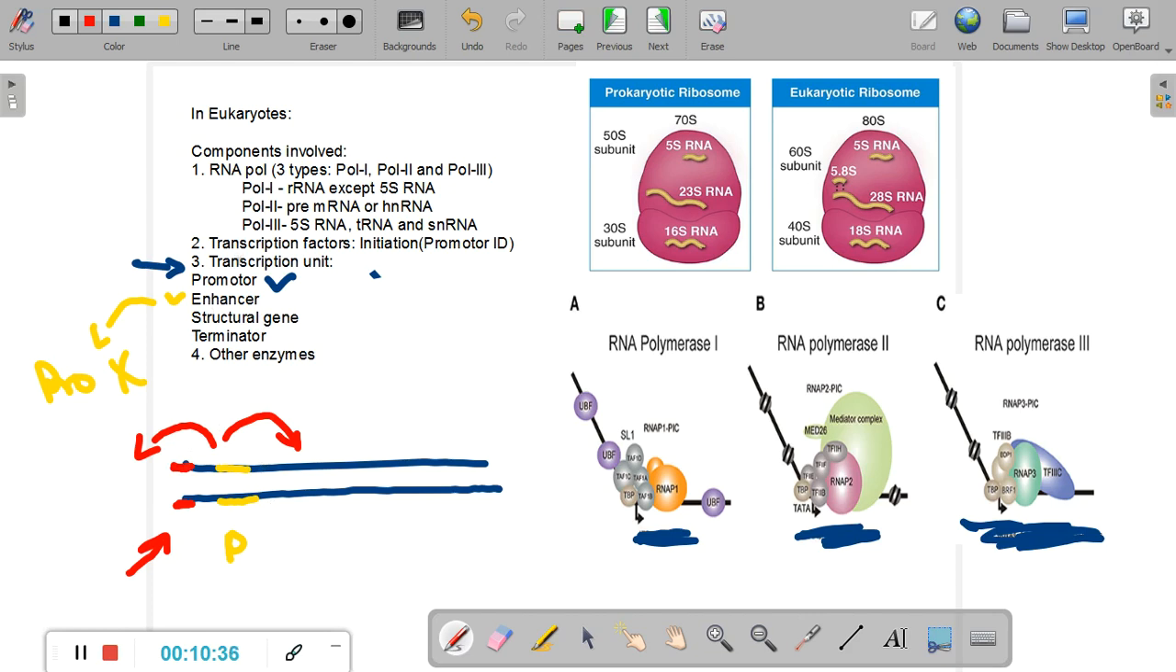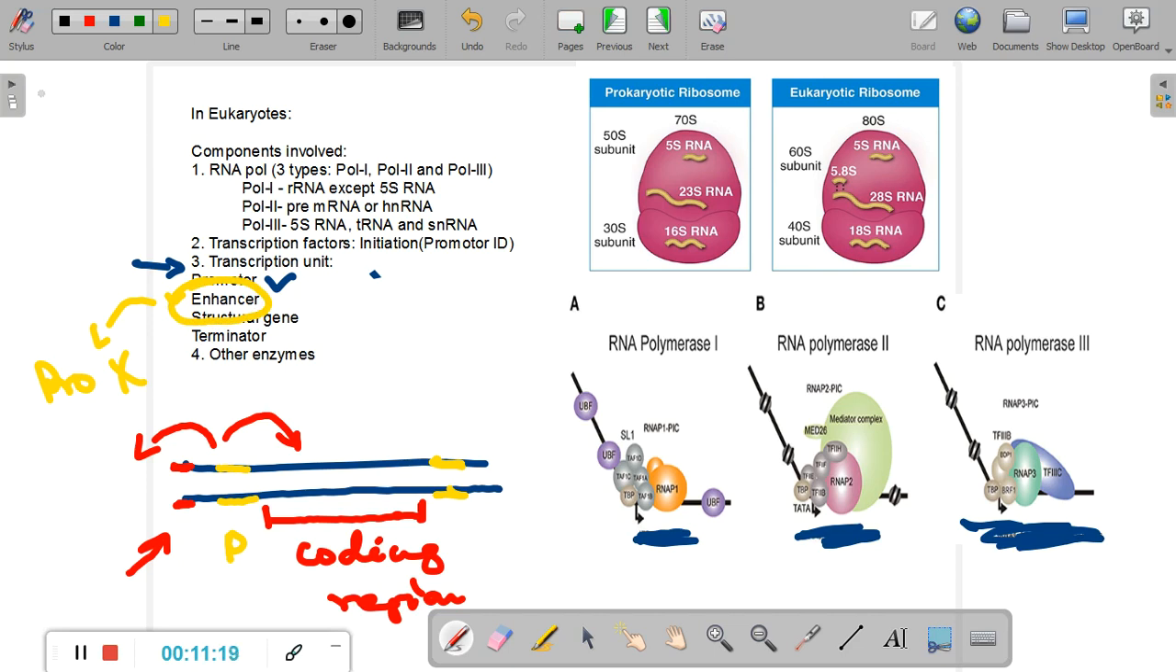Apart from that, the transcription unit is made up of a structural gene. So this region here is the structural gene, the coding region. And finally, the transcription unit in eukaryotes ends in a terminator region, just like in prokaryotes. So how is the transcription unit of prokaryotes and eukaryotes different? Only in one particular aspect, which is the presence of the enhancer region. Broadly speaking, there are many other fine differences that you don't need to understand at your level.